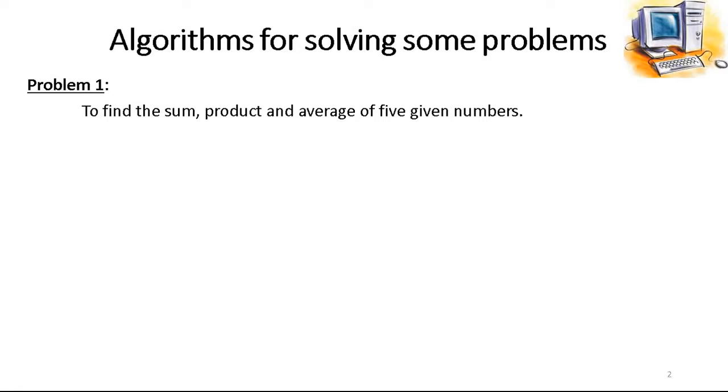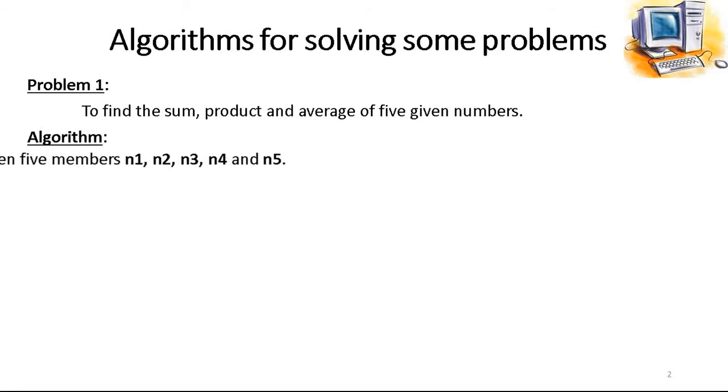So here we can see that we have been given 5 numbers as an input, and the processing requirements are to perform a process for calculating the sum, product and average, and in output we have to display the value of sum, product and average.